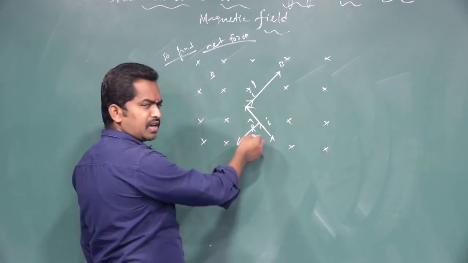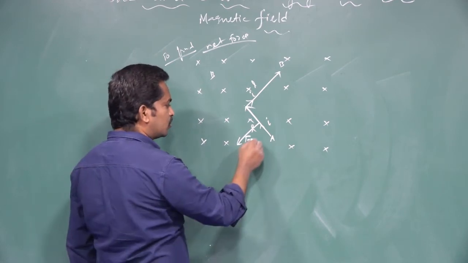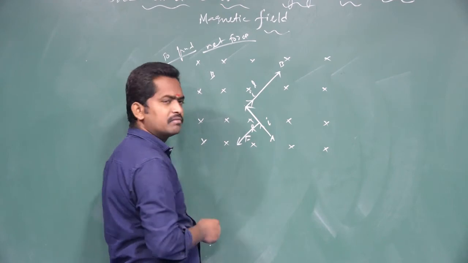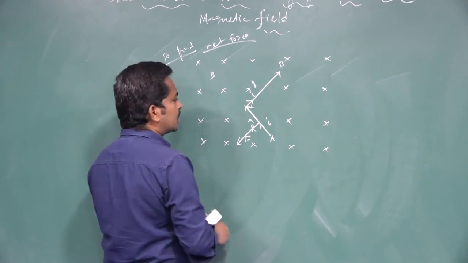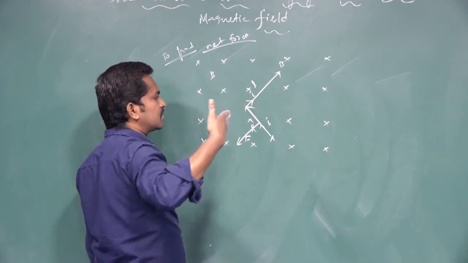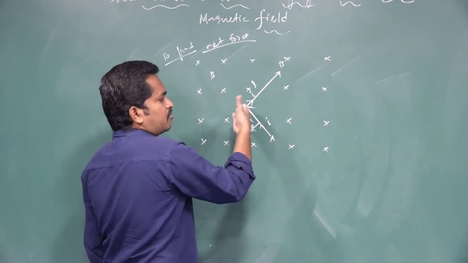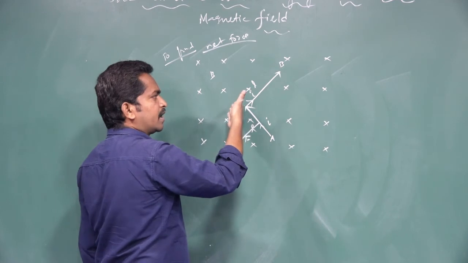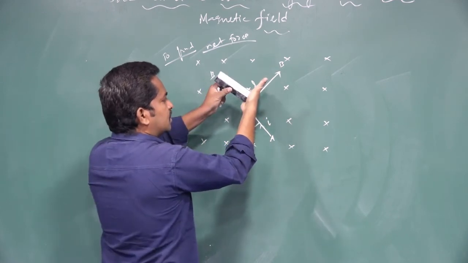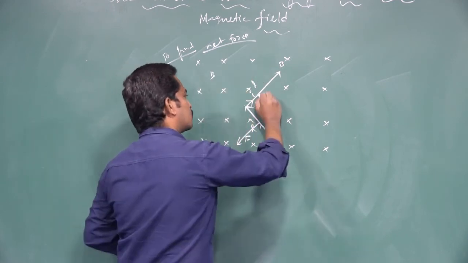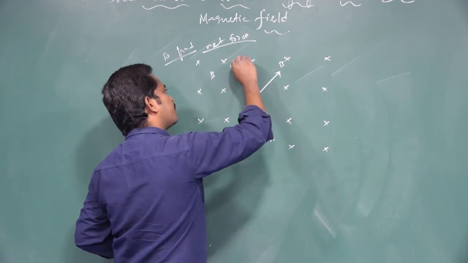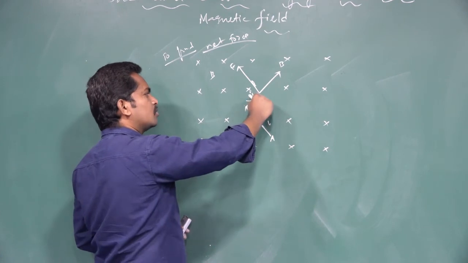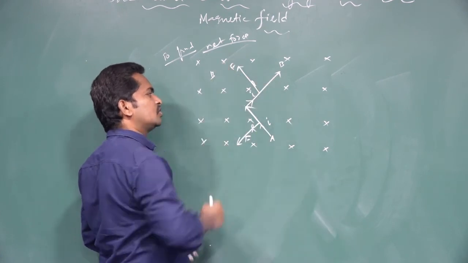F is perpendicular to the field, so F is equal to BIL sin theta, where theta is 90 degrees, so F is equal to BIL. Another one: here the field is in the inward direction. The fingers indicate the direction of the field, the thumb points in the direction of current, and the palm indicates the direction of force. So here the force direction is F. See, this element produces a force in this direction.